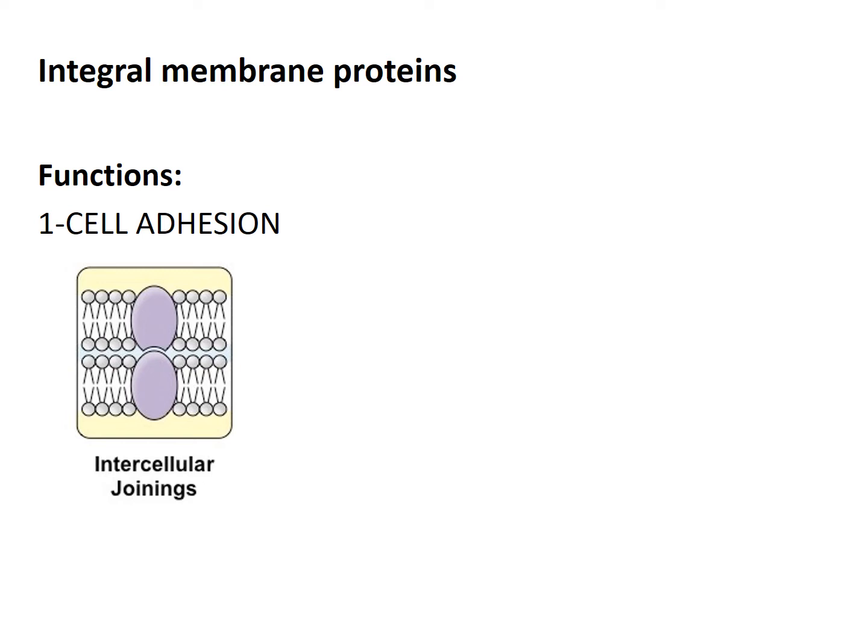The first is cell-to-cell adhesion. Here you can see an intercellular joining event where these are two neighboring cells. You can see the phospholipid bilayer of the one on top next to the one on the bottom. And they each have an integral membrane protein that is reaching out and chemically bonding to its neighbor. This is useful in cells that aren't meant to move around. So cells that are part of a tissue that aren't free floating, integral membrane proteins anchor them in place.